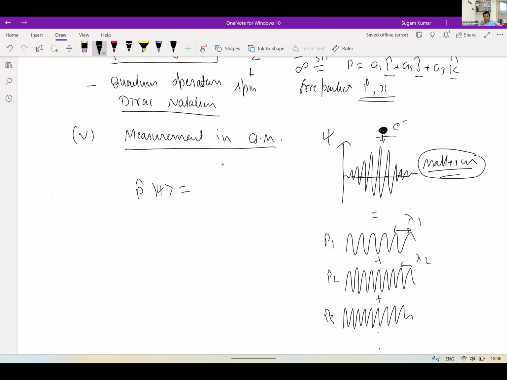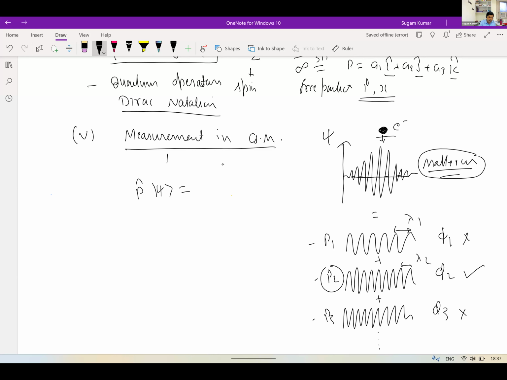And once you measure momentum, after the measurement you will get only one value. That value will be either P1, P2, or P3, or maybe any other value, which is continuous. So for example, phi 1, phi 2, and phi 3 have corresponding momenta P1, P2, P3. Let us say you get momentum P2. It means that the other information will be lost. Only this information will remain preserved in the system.